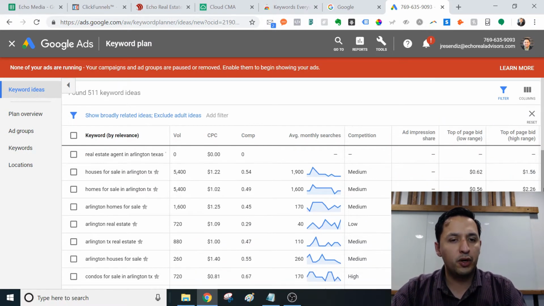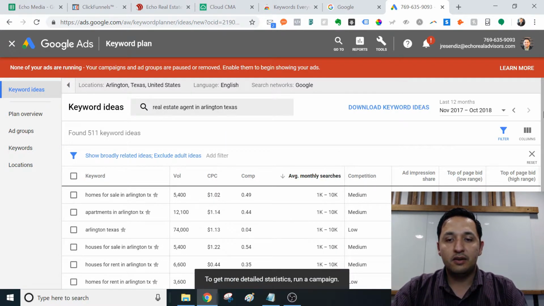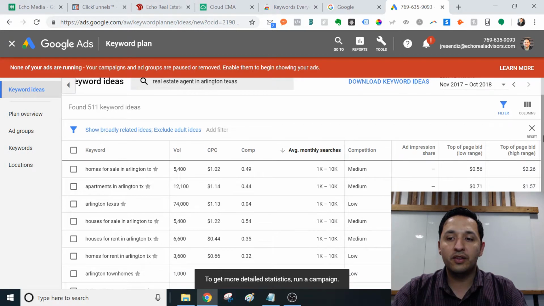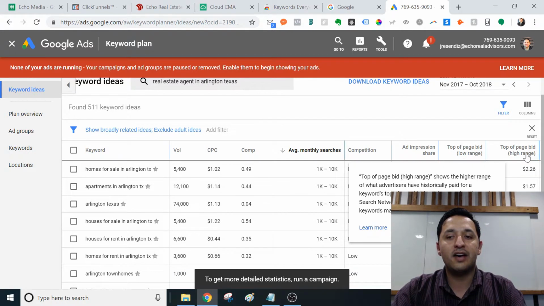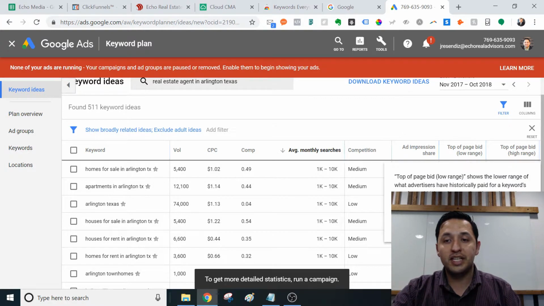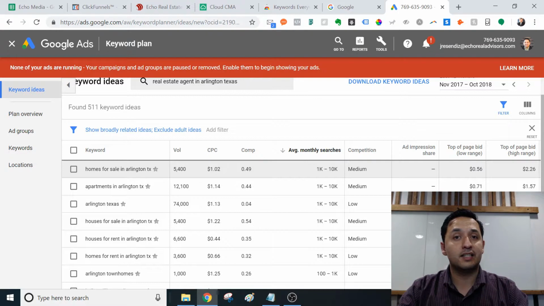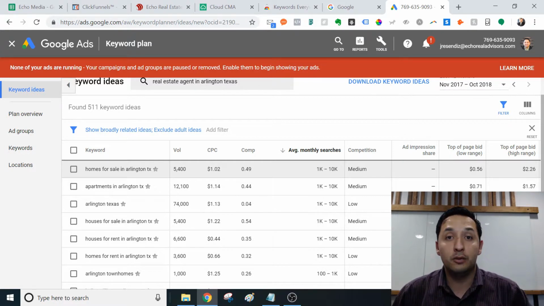in that section. But what you're looking for at this point is the average monthly searches in combination with the cost on the low range and the high range. So what that means is every time somebody clicks on your ad, on the low range, it's 56 cents versus $2.26. So these are averages. That's what you can expect to pay. And it goes back to that relevance score that we were talking about earlier.